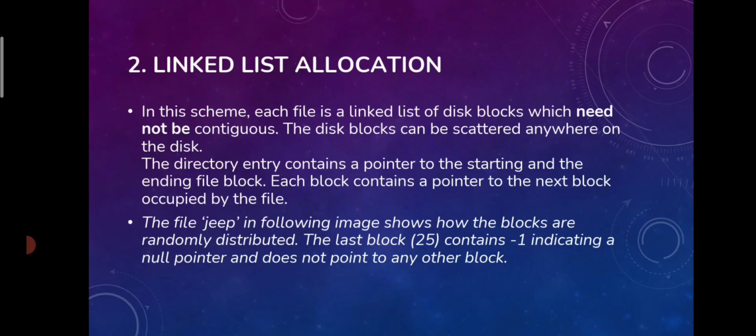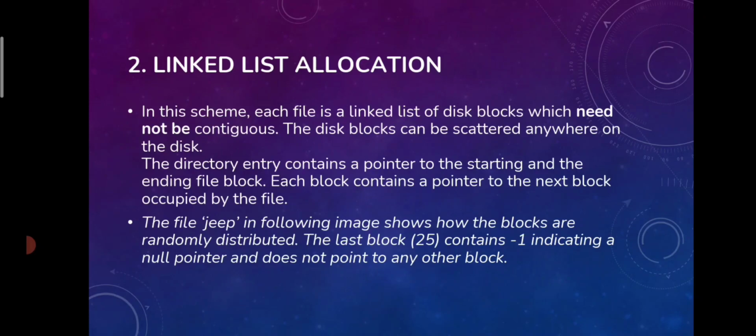The second one, linked list allocation. In this scheme, each file is a linked list of disk blocks which need not be contiguous. The blocks can be scattered anywhere on the disk. The directory entry contains a pointer to the starting and ending file block. Each block contains a pointer to the next block occupied by the file. Which means here is a block which contains particular data, and the next address is located with the help of the pointers, as we can see in the next diagram.